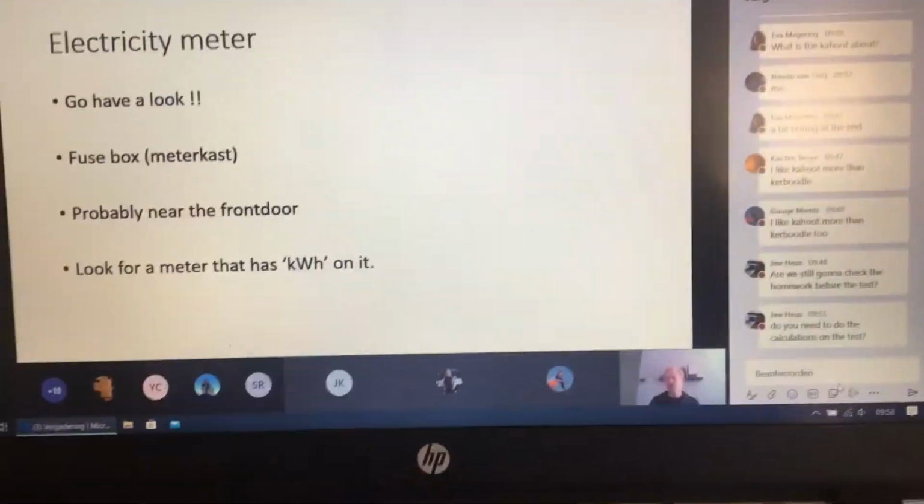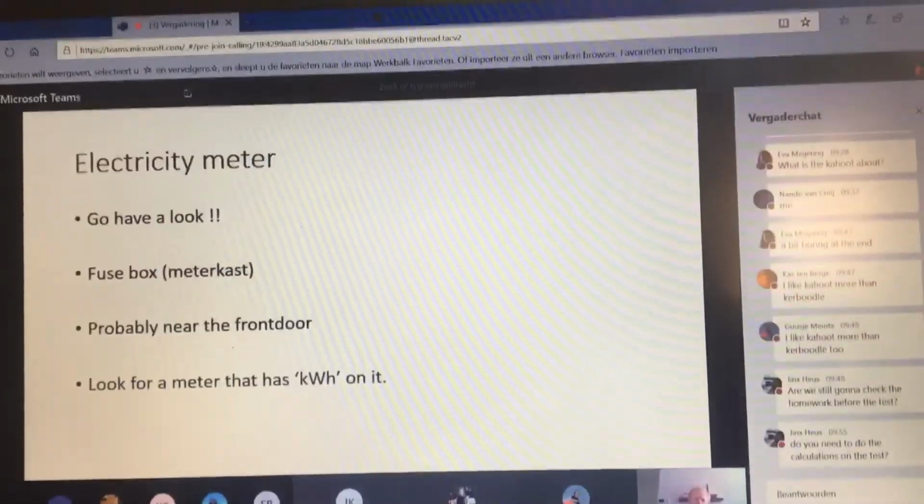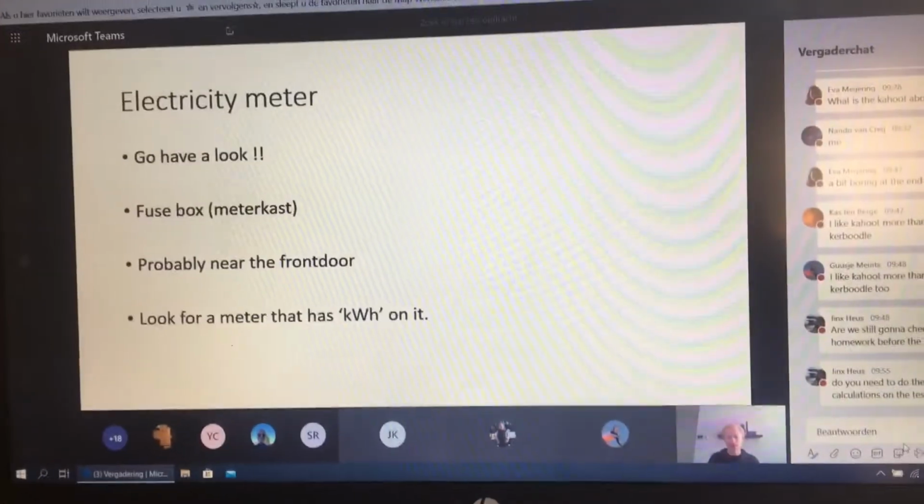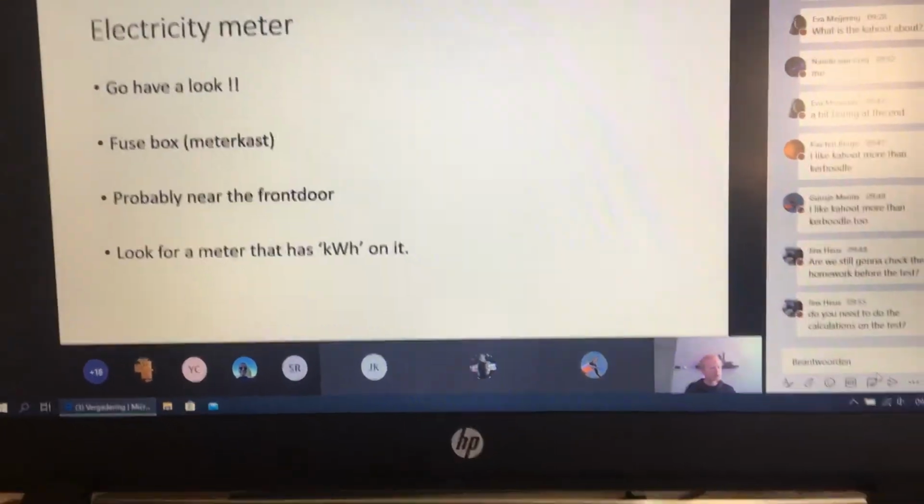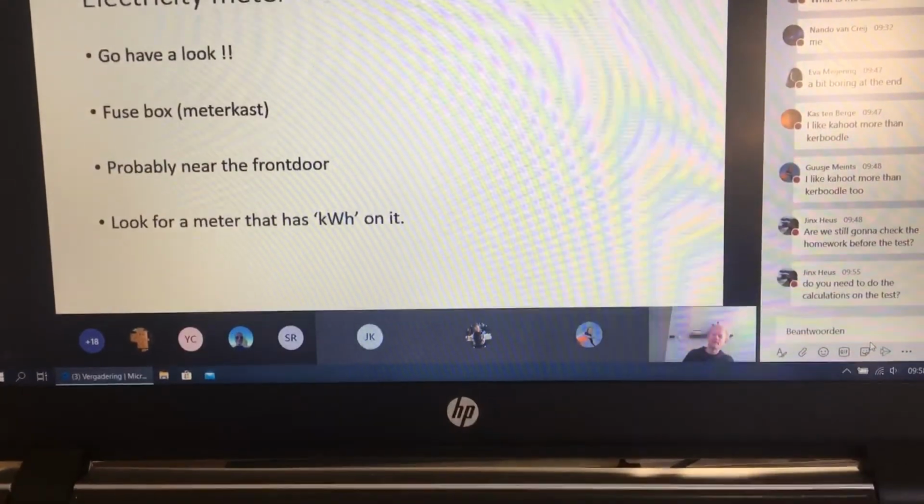one that measures the electricity, and you need the second one. So go have a look. So get out from behind your computer, take your phone with you so you can take a picture, and try and find the energy meter. If you don't know, you can ask your parents. So go now. We'll talk about it in maybe 5 minutes.